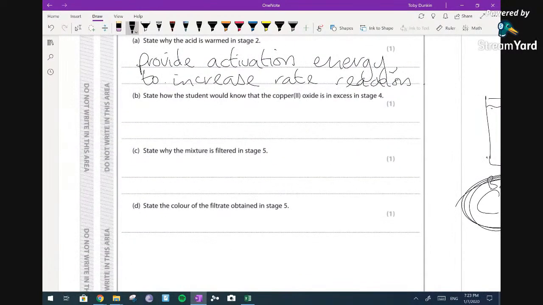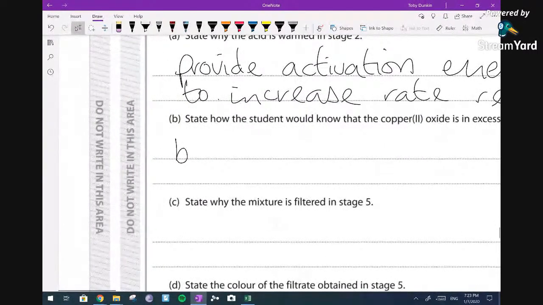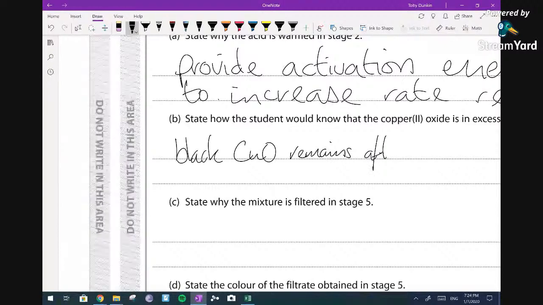But how do you know the copper oxide is in excess? I'm going to say you're going to add it until the black solid stops disappearing and remains after a long period of time. Black solid, black CuO remains after reaction has stopped.